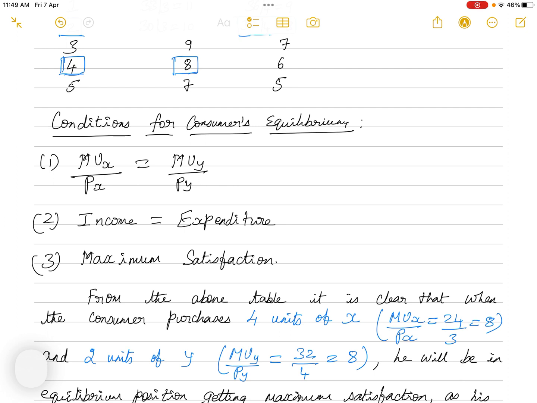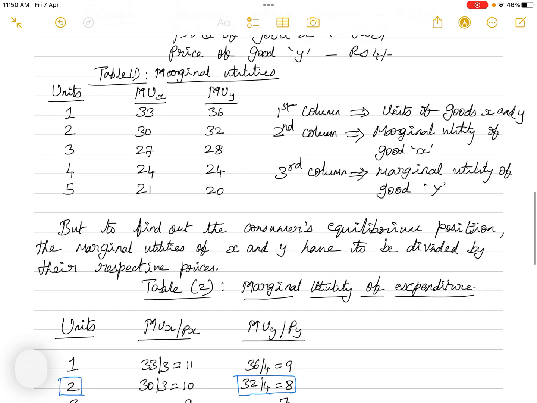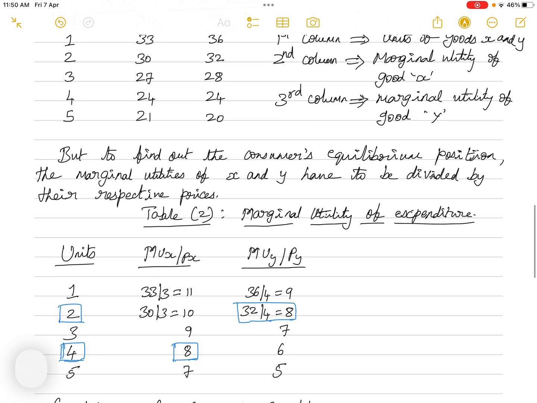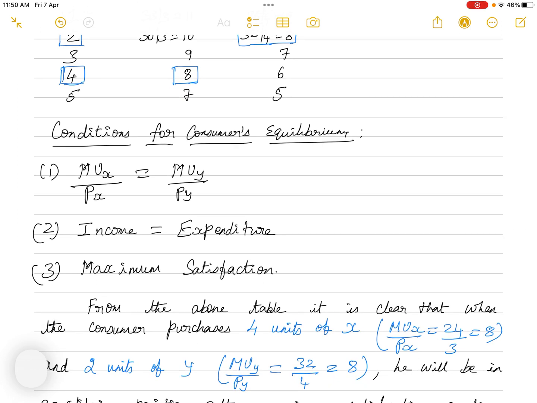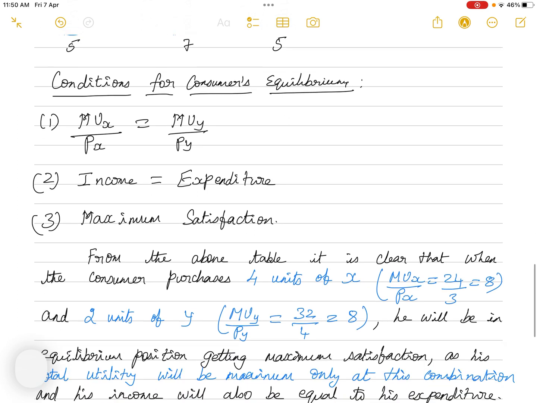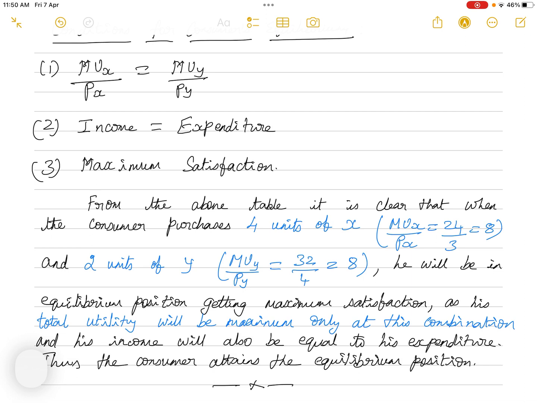Now what are all the conditions for the consumer to be in equilibrium? Apart from the ratio, there are two more conditions. The first condition: MU of X divided by P of X must be equal to MU of Y divided by P of Y, because we have taken only two commodities here, commodity X and commodity Y. So that is the first condition, that ratio has to be equal. The second one is income must be equal to expenditure. That means we have assumed the consumer spends his entire money income on two goods. Income, we have assumed as rupees 20. You can check here, we already assumed the consumer's money income as rupees 20. So this entire 20 rupees is spent on commodity X and Y. So income of 20 rupees must be equal to expenditure of 20 rupees. And then the third condition is maximum satisfaction, that is, the total utility should be maximum at that combination. So these are the three conditions.